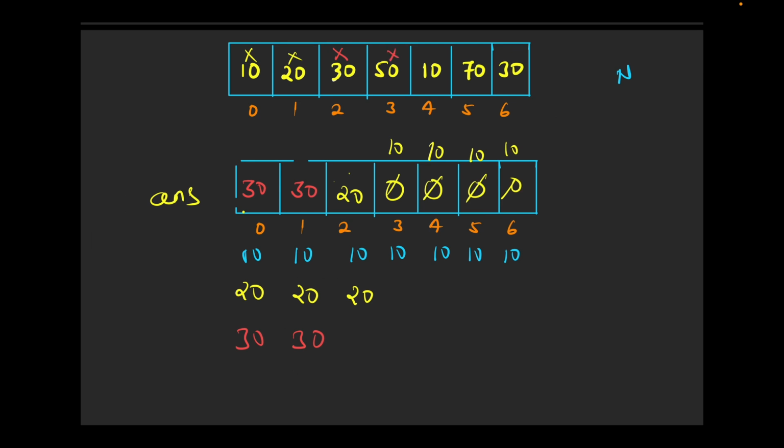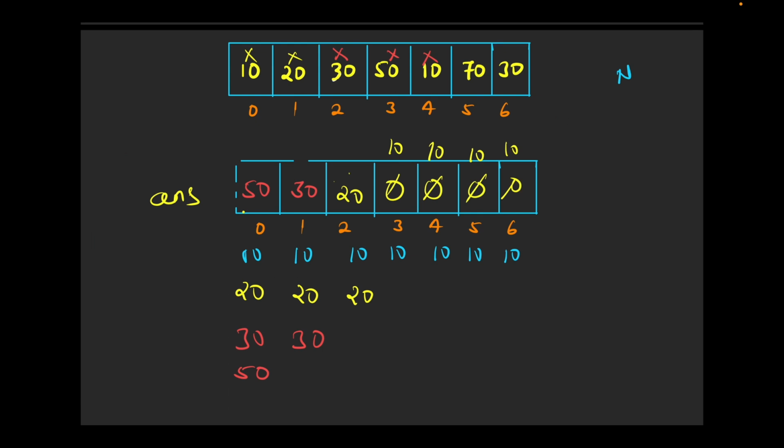Now we will move to the 50. I will ask 50, hey 50, for how many subarrays are you smaller? Here it says I'm not smaller than 30, I'm not smaller than 10, so I am smaller for only one subarray. Here I will simply write it as 50. Now see, 50 is greater than 30, so simply I will update it to 50.